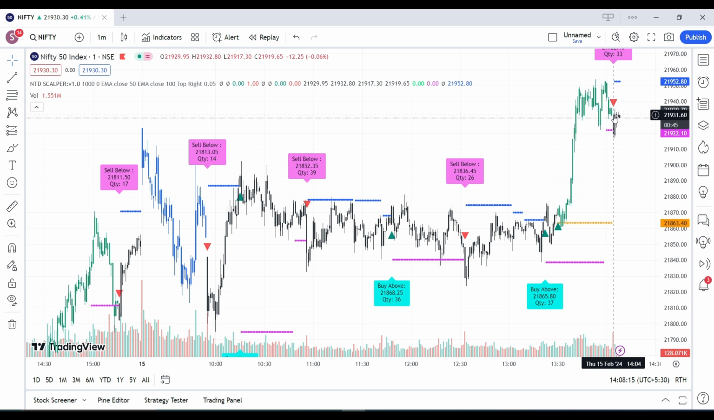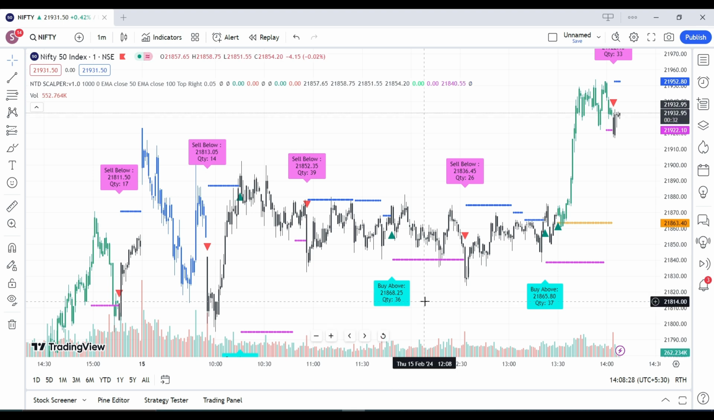We exited at around 1400, at around 1403 price. So this is how, with the help of this indicator, you can create your entry in Nifty, Bank Nifty. Now in another video we'll see how to use this indicator for stocks.